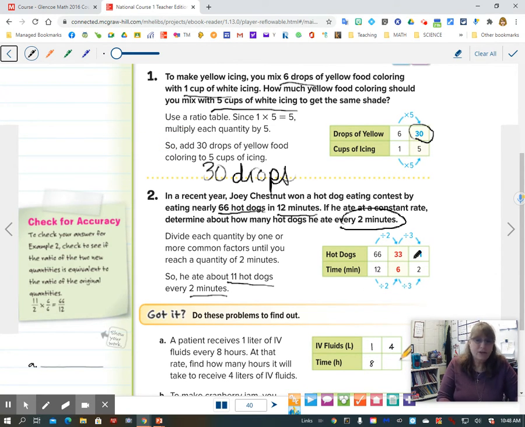Now, there's no reason that you couldn't divide both of these by 6 if you really wanted to do that, and you would get the same answer, okay? So it doesn't matter how you do that as long as you get that answer.